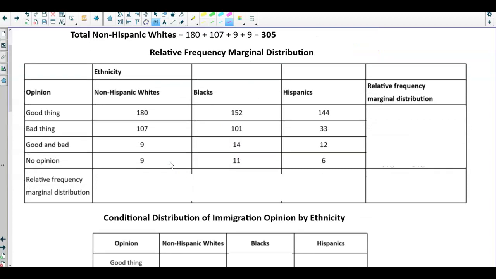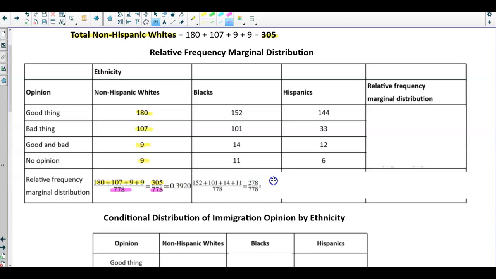To do that, we first add up all the values in the first column, which is non-Hispanic whites. We take 180 plus 107 plus 9 plus 9, and when we add that together, we get a total of 305, which matches the total for non-Hispanic whites up here. Then we divide it by the table total of 778, which gives us 0.3920.